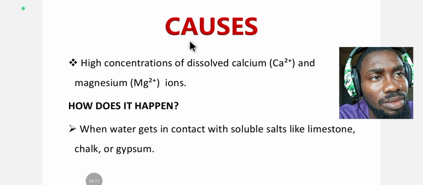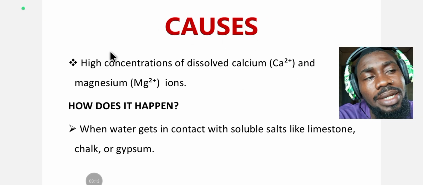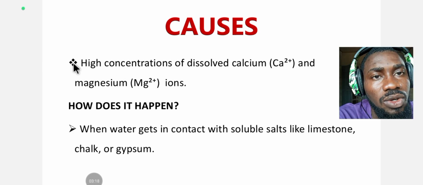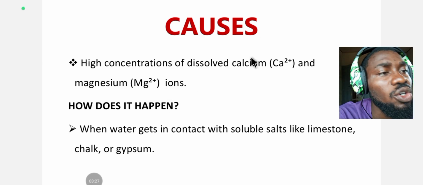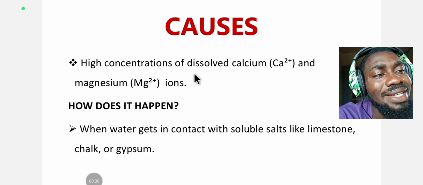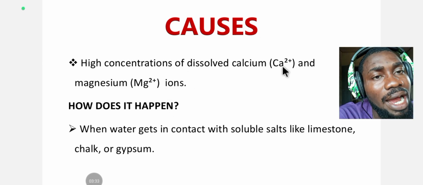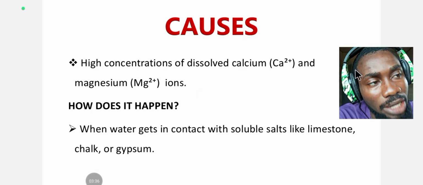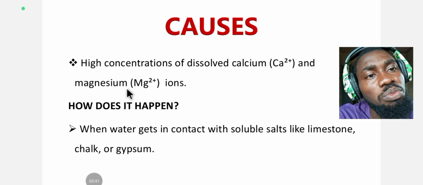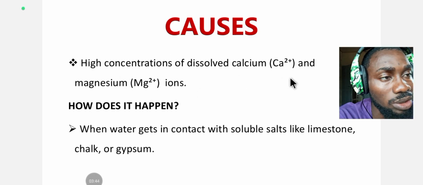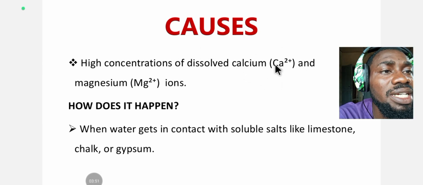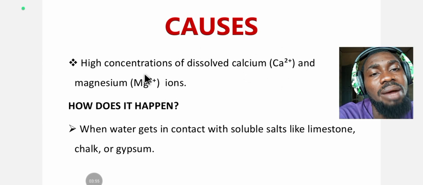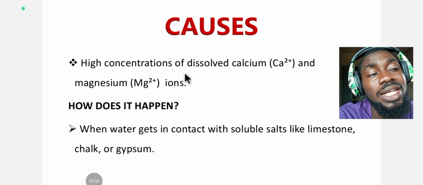Moving on. Causes. What are the causes of hardness of water? The first cause here is high concentration of dissolved calcium 2+ ion and magnesium 2+ ion. These two ions are responsible for the hardness of water. Both of them, calcium 2+ and magnesium 2+, are responsible for hardness of water in general. Hard water has high concentration of these ions. That's why they are called hard water.